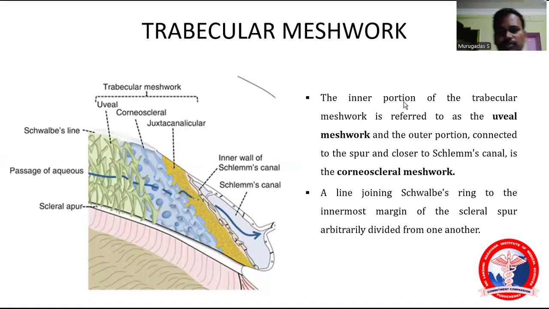The inner portion of the trabecular meshwork is referred to as the uveal meshwork, and the outer portion, connected to the spur and closer to Schlemm's canal, is the corneoscleral meshwork. In this picture again you can see this. The line joining Schwalbe's ring to the innermost margin of the scleral spur divides them from one another.